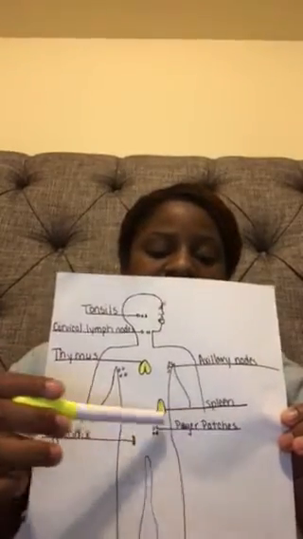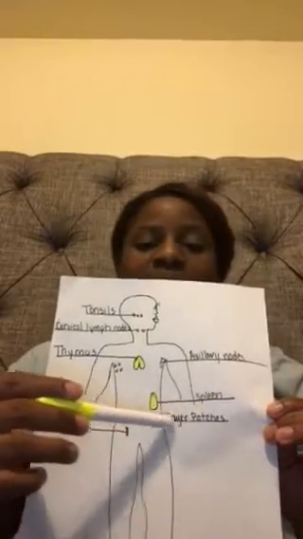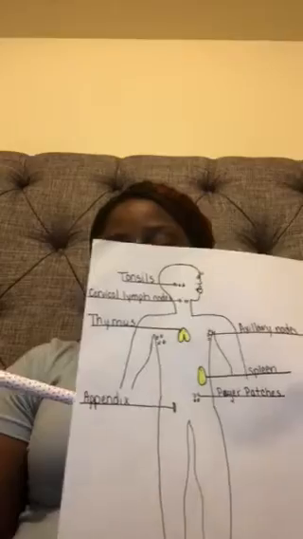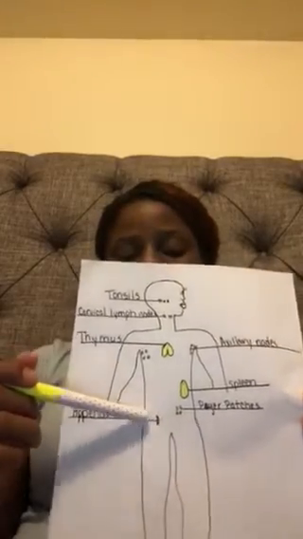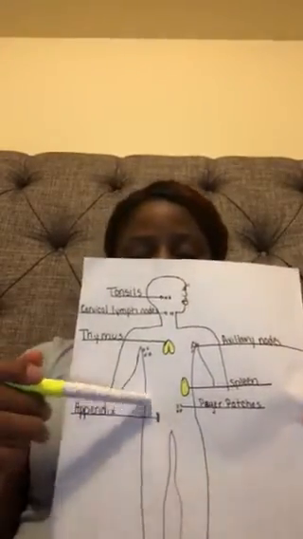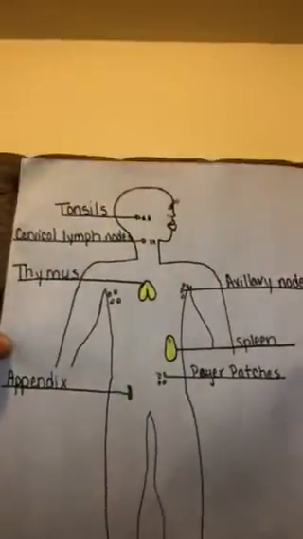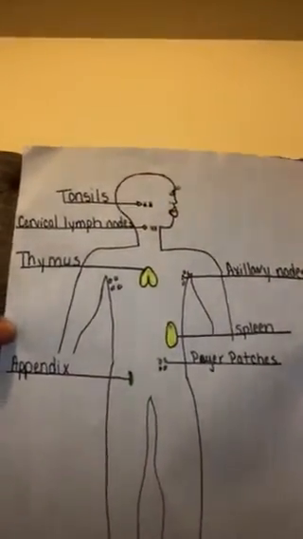And the Peyer's patches would be located within the small intestines. And the appendix is at the bottom right side of the abdomen. So hopefully that's a good visual aid for you to see where the different lymph node organs are located.